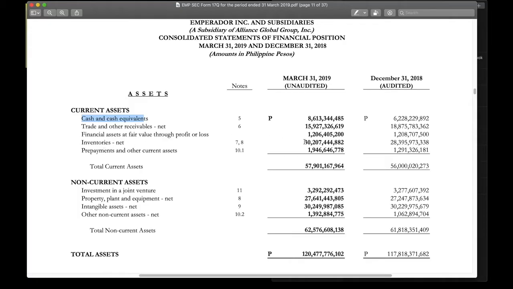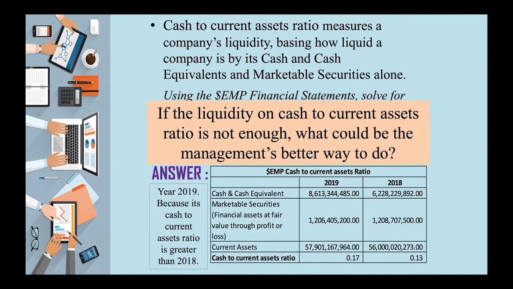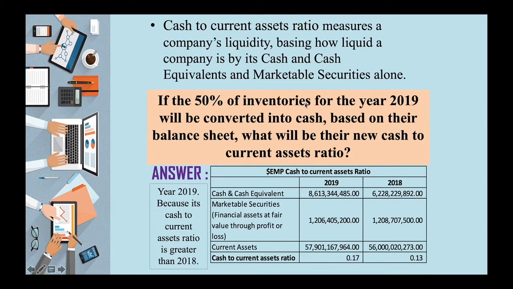No? Ayan, 30 billion, 28 billion ng 2018. Malaking part yan. And kung titignan po natin, pwede natin ito ma-change into cash, if ever lang na hindi na wala talaga, no? Gawa tayo ng paraan para ma-change into cash. If the 50% of inventories, ito na, ayun, tama tayo, nagbigay na siya ng condition. If the 50% of inventories for the year 2019 will be converted into cash based on their balance sheet, what will be their new cash to current assets ratio? Yung 2019 lang yung pinapapalitan, no?